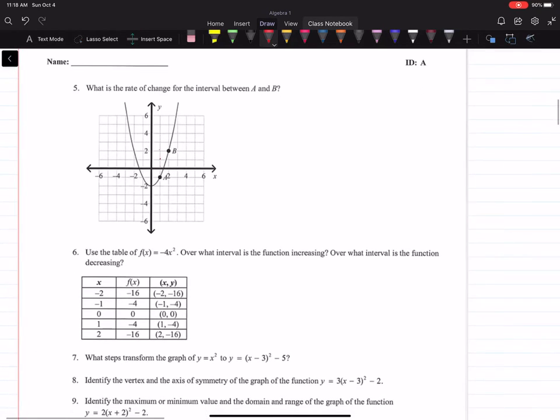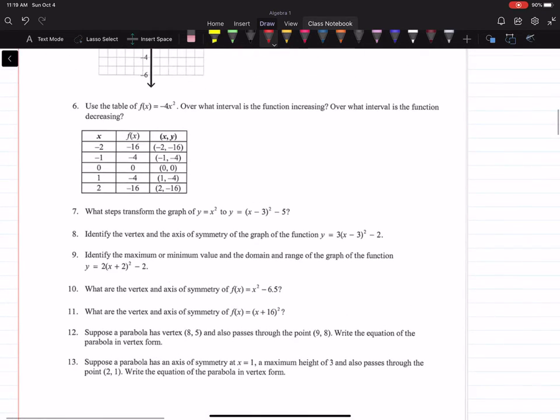Number 5 says, what is the rate of change for the interval between a and b? Rate of change is simply your slope. So from a to b, we are just going to do the slope, rise over run. Rise 1, 2, 3, up, and run 1. So my rate of change equals 3. It's 3 up, 1 run, so 3/1 is 3.